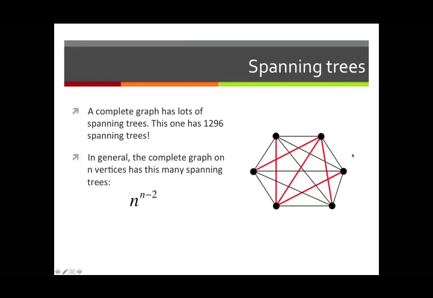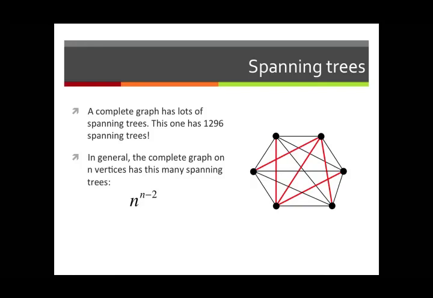Now, here we have a complete graph. And a complete graph has lots of spanning trees. In fact, the one shown over on the right, this complete graph with 6 vertices, has 1,296 spanning trees. In general, we have this wonderful simple formula for the number of spanning trees in a complete graph.